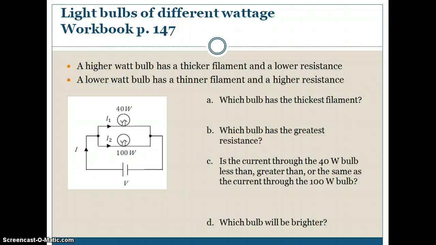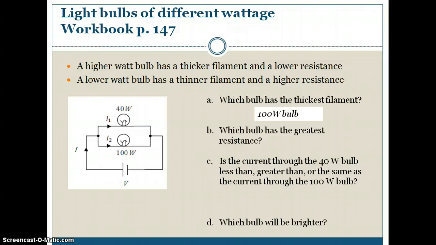So a general rule for bulbs of different wattage is that a higher watt bulb has a thicker filament and a lower resistance. So in that thicker filament, it's easier for the electrons to flow. It's wider, so it actually has a lower resistance, whereas a lower watt bulb has a thinner filament and a higher resistance. So if we follow those rules and we look at this first picture, which is a 40 watt bulb and a 100 watt bulb in parallel with each other, the one that's going to have the thickest filament is going to be the one that has the higher wattage.